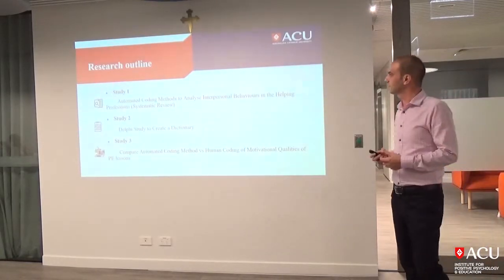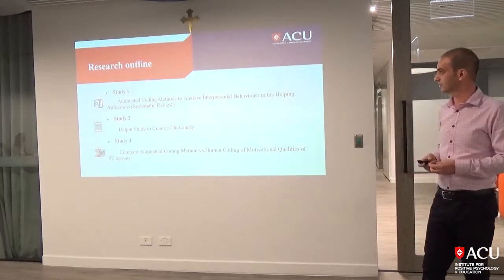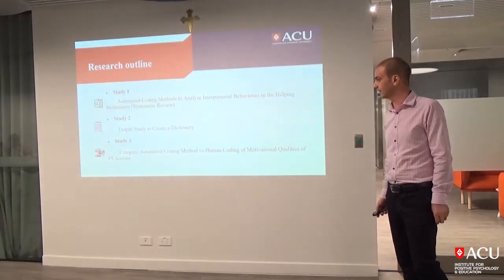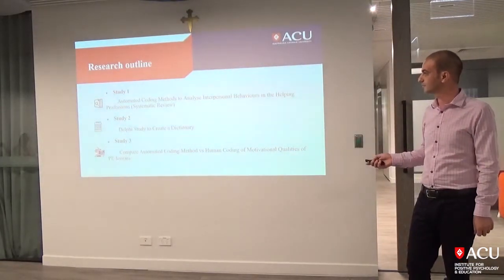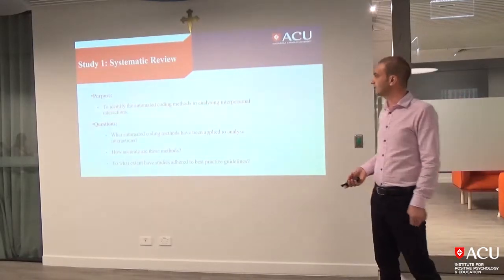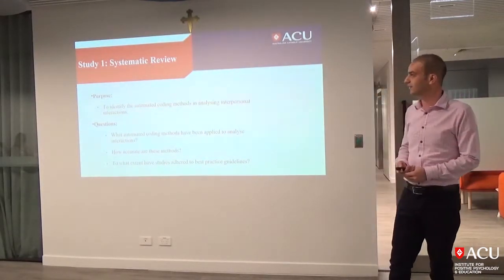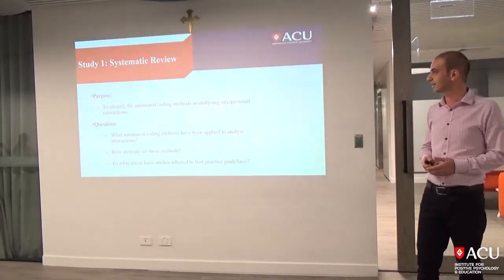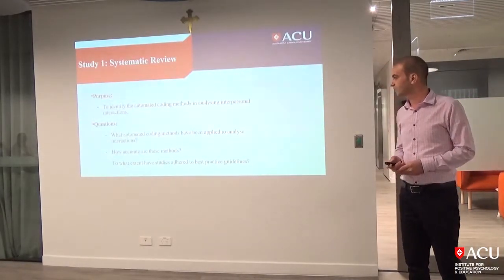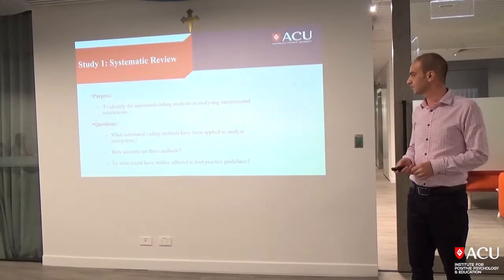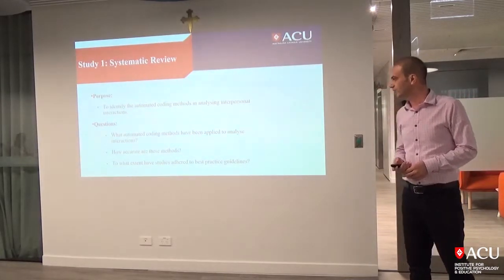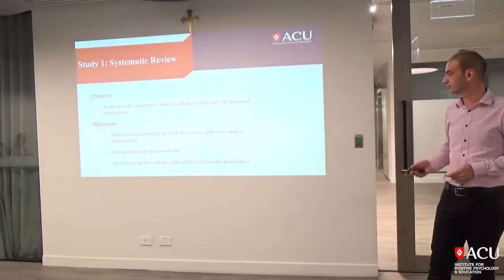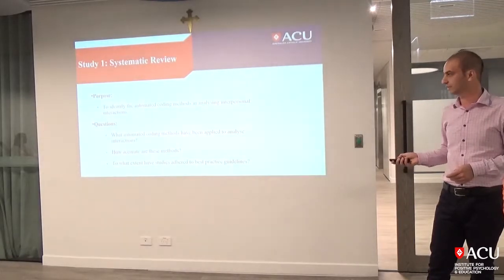Okay, the research outline of my PhD includes three studies: a systematic review, a Delphi study, and a machine learning study. In the systematic review, our purpose is to identify the automated coding methods that have been applied to analyze interpersonal interactions in the helping profession. And the questions are: what automated coding methods have been applied to analyze interactions? How accurate are these automated coding methods? And to what extent have studies adhered to best practice guidelines in machine learning?